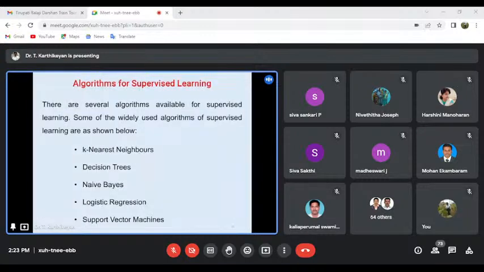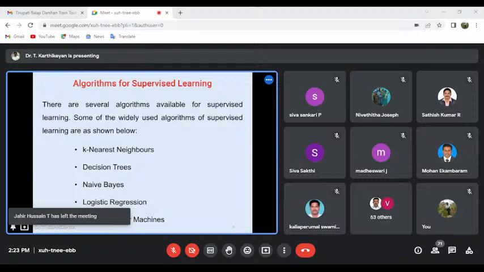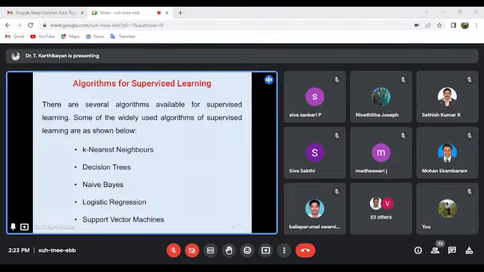So what are the algorithms? Here you can see different types of algorithms under supervised learning. Under supervised learning, there are several algorithms available. Some of the widely used algorithms I have just listed here. They are k nearest neighbors, decision trees, naive Bayes, logistic regression, and support vector machine. So these are the most widely used algorithms under supervised learning.